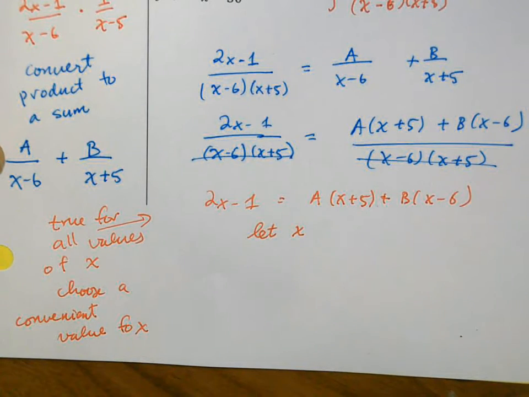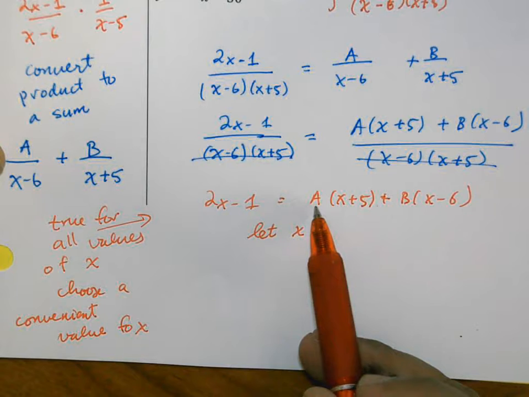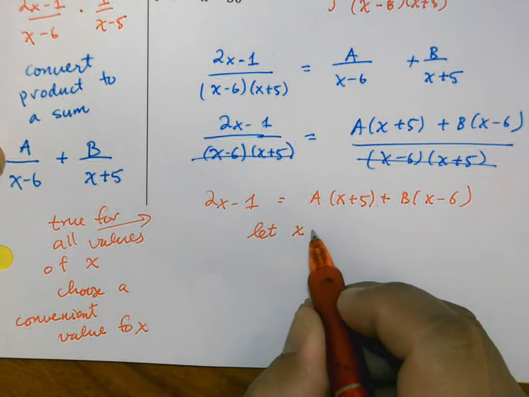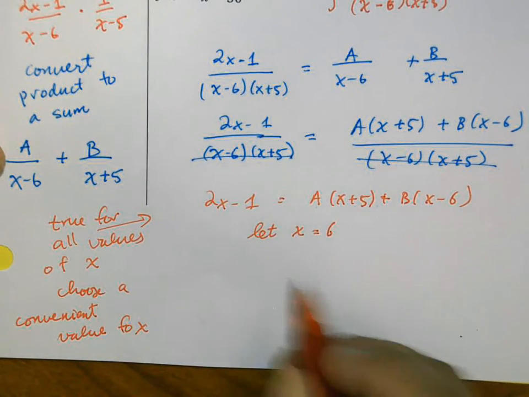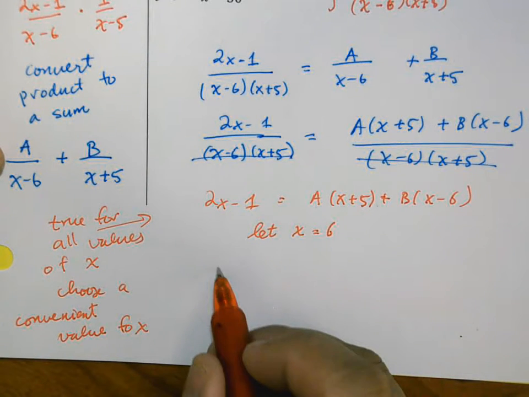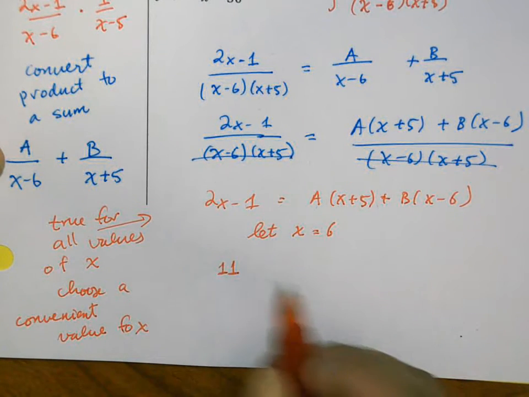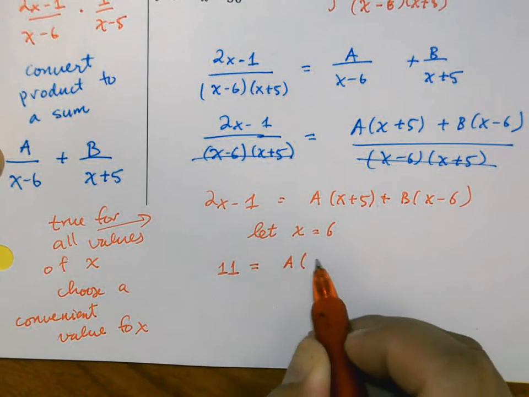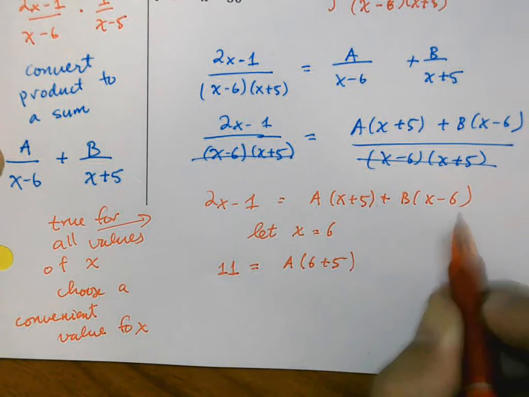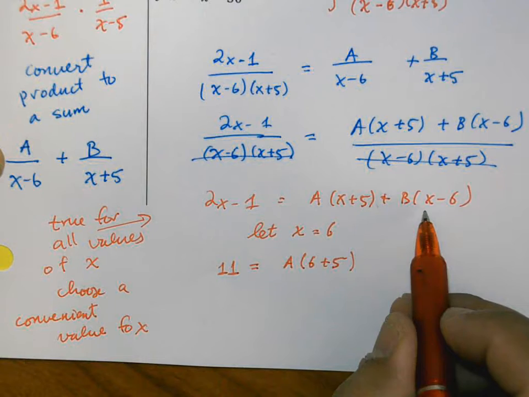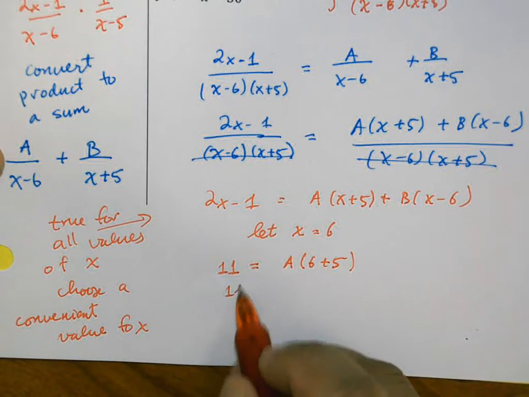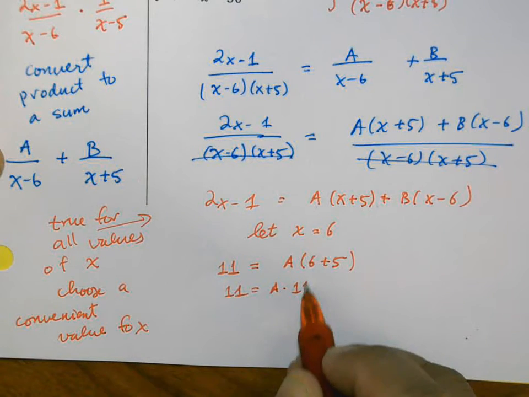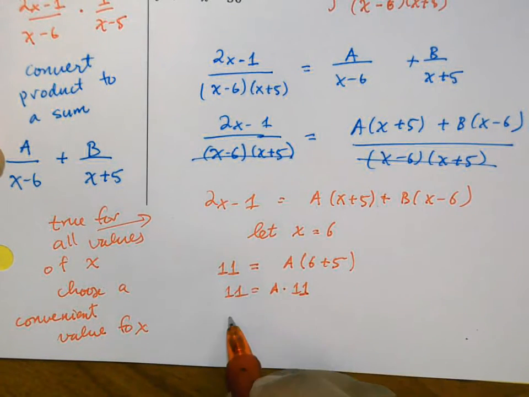The way to choose it is that you want to annihilate one of these two variables in the process. My first choice is to let x equal 6. Then the left side becomes 12 minus 1, which is 11. And then I have A times (6 plus 5). When I plug 6 in here, I get 0, so that goes away. So 11 is equal to A times 11, so A equals 1.